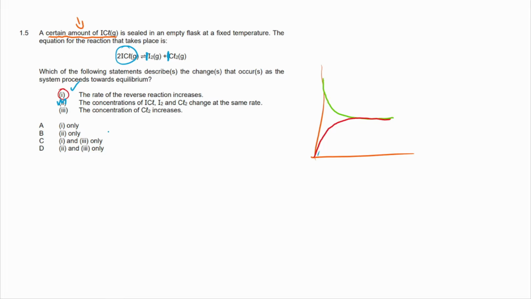And the concentration of Cl2 increases, and that's true as the system proceeds towards equilibrium. Again, in the beginning we don't have any of this, and then we're starting to create this, so the concentration of that will increase. So 1.5 then is C.